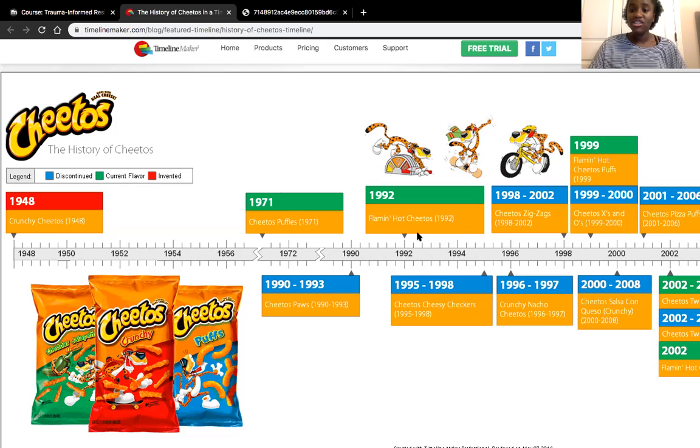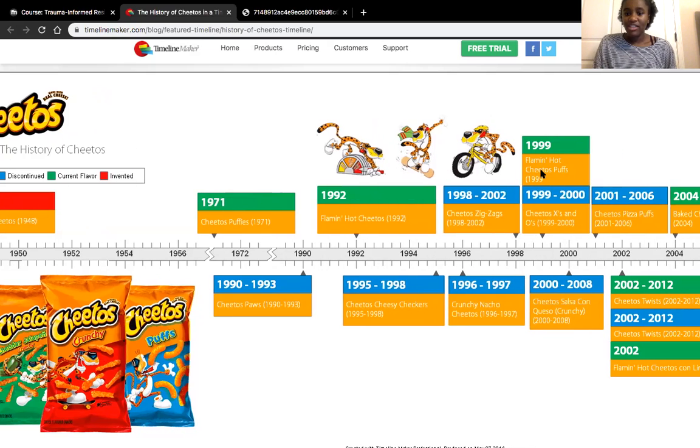All right, so the answer you should have gotten is 21. So 21 years have gone by from when the Cheeto Puffs were invented to the Flaming Hot Cheetos, because I know that's all of your favorites. So 21 years went by. Okay, does that make sense, how I am explaining this? The arrows are pointing to the year, but it also has it up here. So the arrow is pointing to 1992. That's when Flaming Hot Cheetos were invented. Also, the Flaming Hot Cheeto Puffs were invented in 1999.